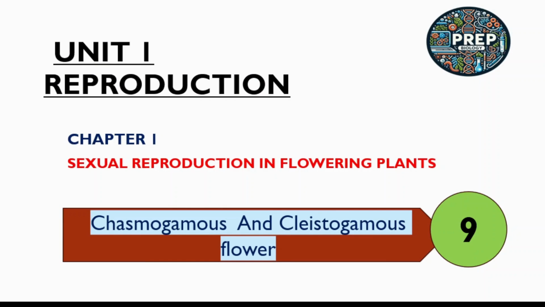So we have started unit 1 of class 12th biology, that is reproduction. Chapter number 1, sexual reproduction in flowering plants. This is class 9th of this series. Today we will discuss the difference between chasmogamous flower and clistogamous flower. Let's start with the lecture.